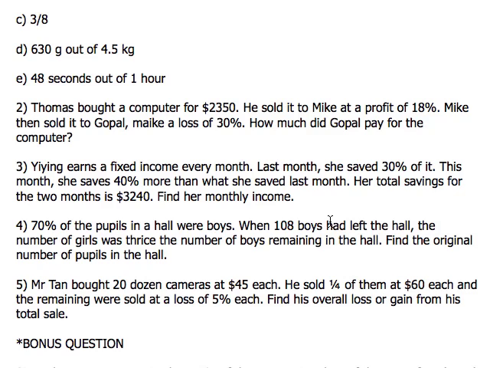It says Yi Ying earns a fixed income every month. A fixed income basically means the same income every month. So last month she saved 30% of it. This month, she saves 40% more than what she saved last month. So the question is, her total savings for the 2 months is 3240. Find her monthly income.